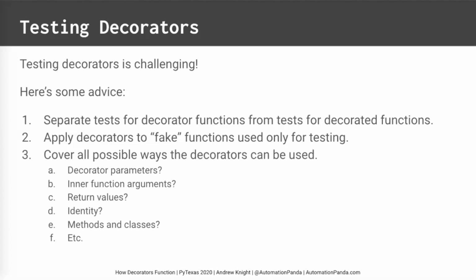Third, make sure decorators have test coverage for every possible way they could be used. Cover decorator parameters, decorated function arguments, and return values. Make sure the name and help are correct. Check any side effects, like saved state. Try it on methods and classes, as well as functions. With decorators, most failures happen due to overlooked edge cases.